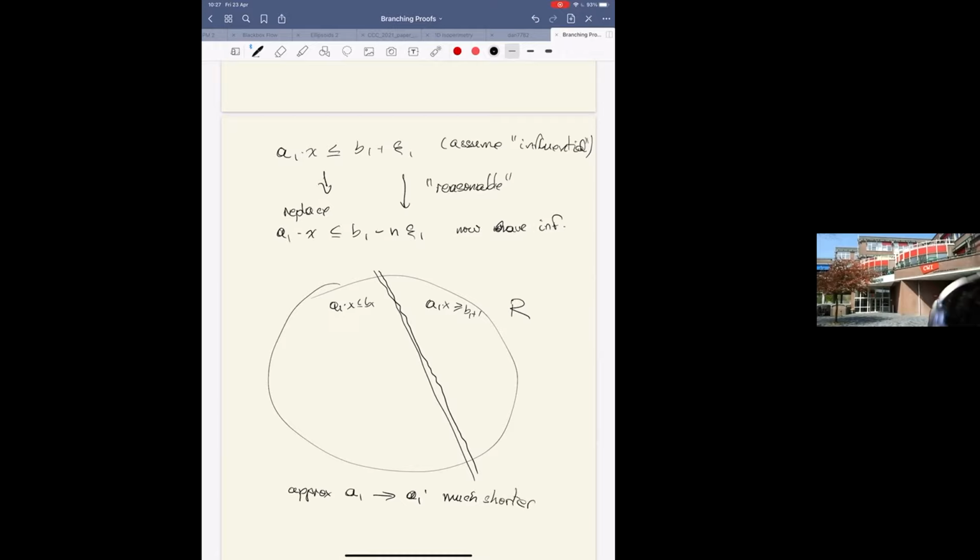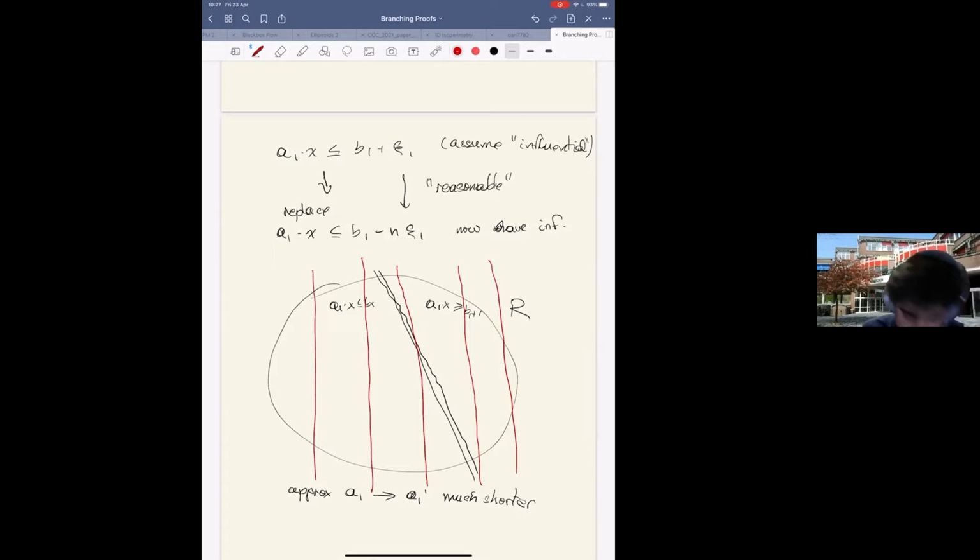Okay, so now let's draw the hyperplanes that you get for A1 prime. What do the integer hyperplanes look like? Here would be a candidate picture. Good, so you would have some picture like this. These would be A1 prime x equal to, I'll make up numbers, 0, 1, 2, 3, 4. These are what the approximating hyperplanes might look like.